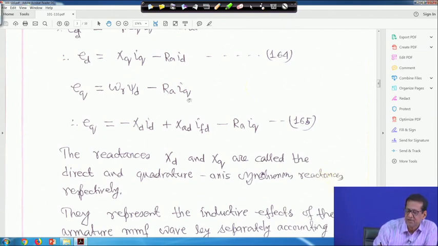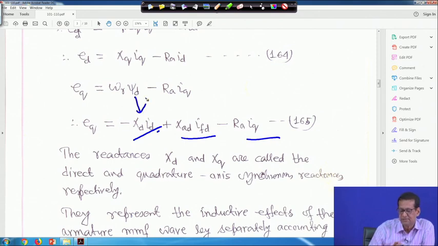So, omega r psi d minus RAIQ. Now, from the psi d expression, if you substitute here, you will get EQ is equal to minus XDID plus XAD IFD minus RAIQ. You put the previously derived psi d expression here and you will get this one, and this is our equation 165, right.